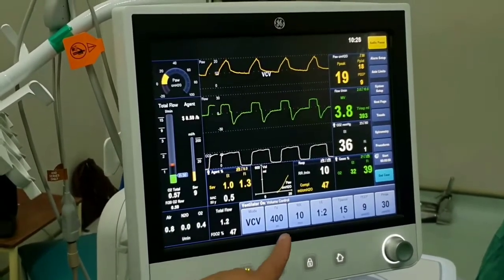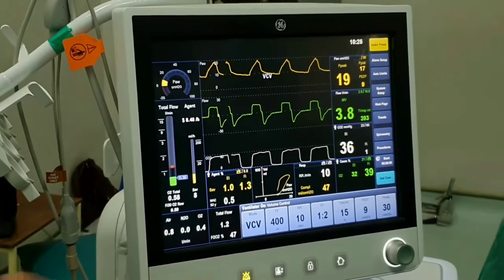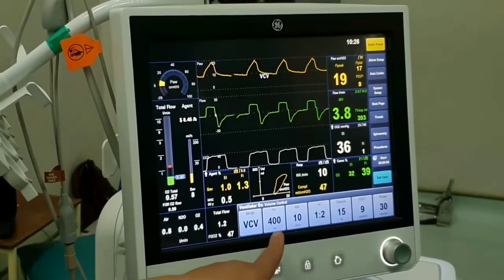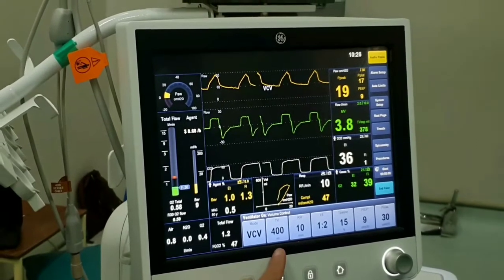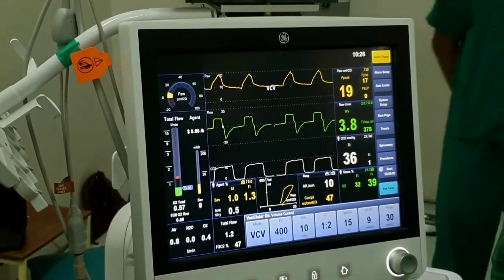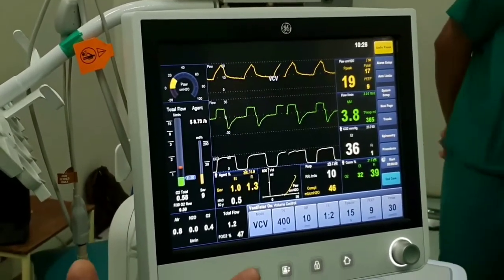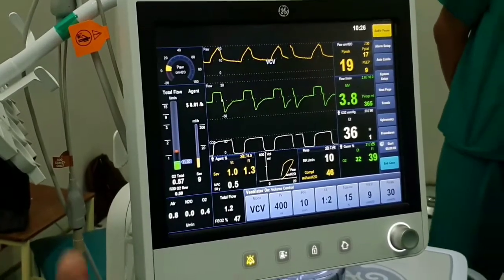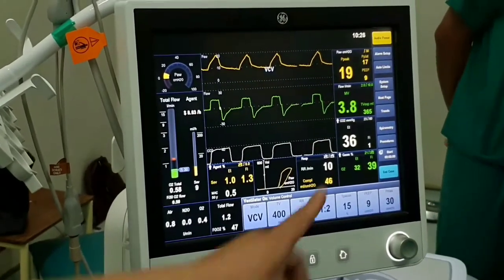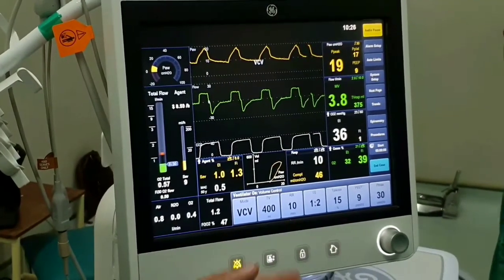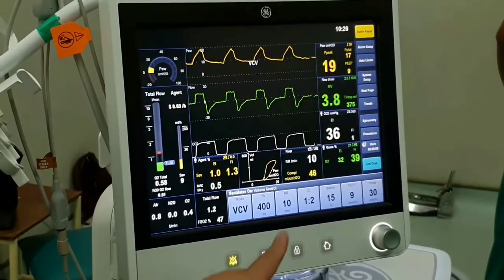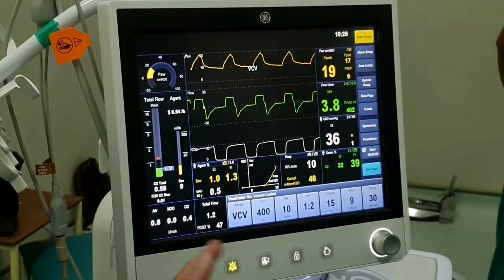Because the lungs are now open, it's easier to give lower tidal volumes because there's more oxygenation, there's more area in the lung available for gas exchange. So right now it's 36. That means you can still actually decrease the tidal volume even lower, because right now the rate is 10.